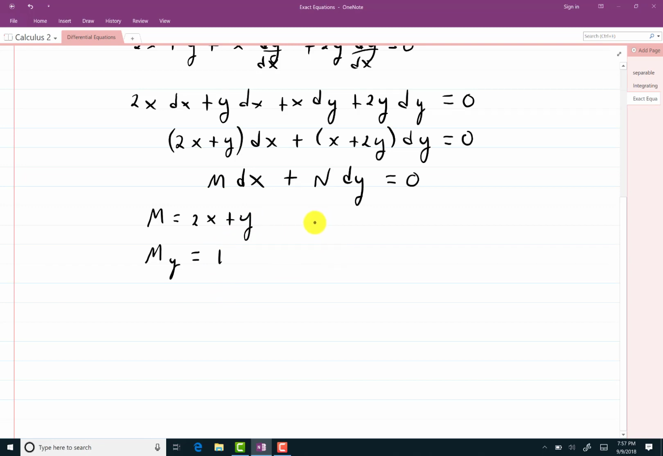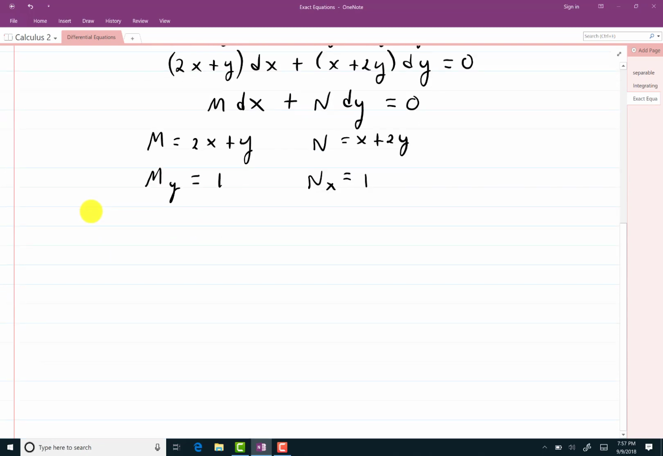Similarly, I'm going to match n up with the stuff before the dy. That equals x plus 2y. And then this time I'm going to do n sub x. That means I'm going to take the derivative with respect to x alone. Means that y is going to be treated like a constant. That means 2y will disappear. The derivative of x with respect to x is 1. Now, if I have that, here's the technique I'm going to use to get us back to the answer.